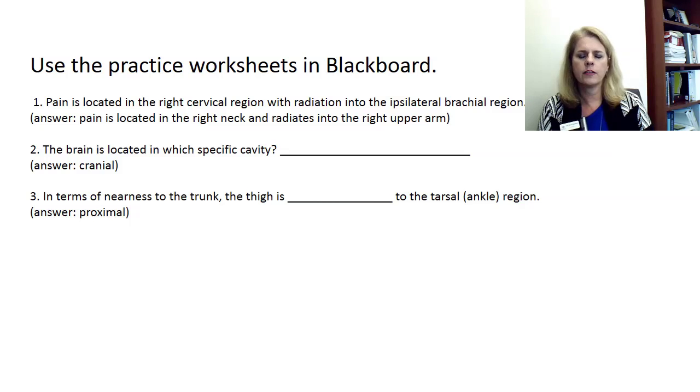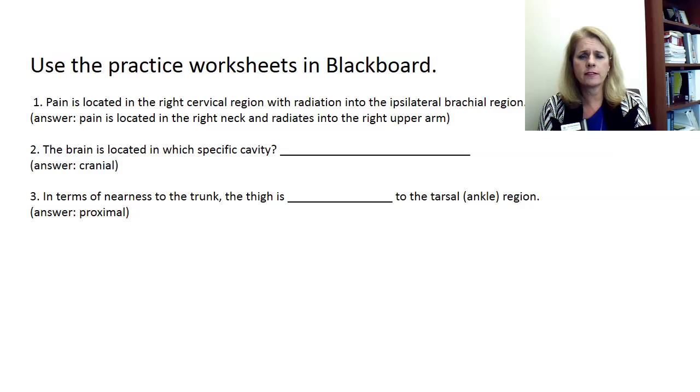And you've got these practice worksheets in Blackboard that you can download and do yourself, and the answers are there as well. So for example, this one says pain is located in the right cervical region with radiation to the ipsilateral brachial region. Well, the reason we do this is because we need you to be able to talk in both anatomy speak and lay speak. So we want you to take the anatomy speak and turn it into something that you could maybe speak to your mom and your dad about, or your brother, or your best friend who doesn't know any anatomy. How would you take what the doctor said and tell someone who doesn't know anything about anatomy?